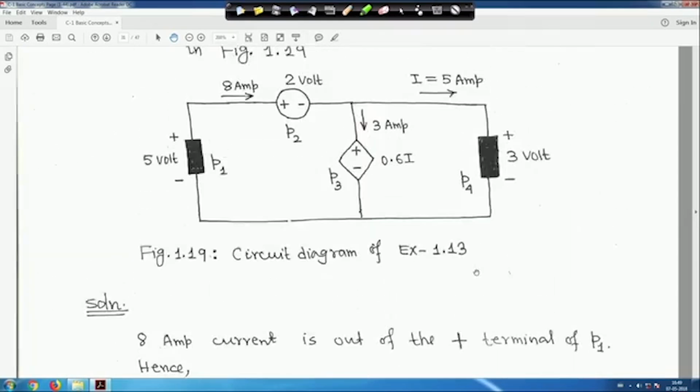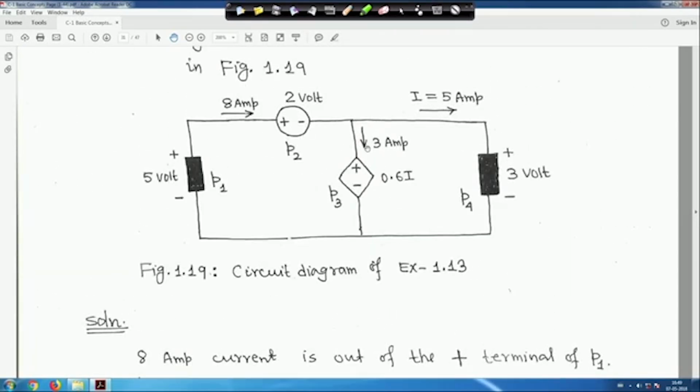Now, next is the 3 ampere. Of this 8 ampere current, 3 ampere is going here and 5 ampere is going here. Now, this is a dependent voltage source. You see that this is 0.6 I and this is 5 ampere. So, if you multiply 0.6 into I, it will be 3 ampere. Just hold on.